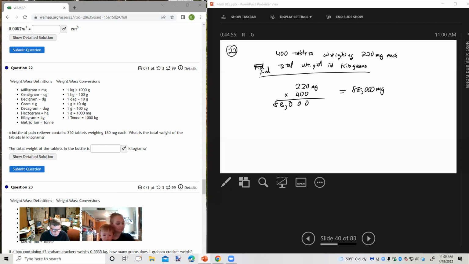So the total weight of the 400 tablets is 88,000 milligrams. Now let's convert milligrams into kilograms. So I'm going to go from milligrams to grams to kilograms. Okay. So 88,000 milligrams, grams, kilograms. And let's see, what does it say?